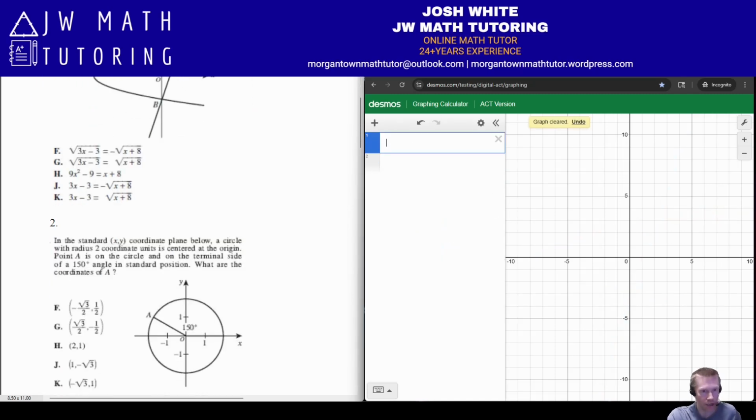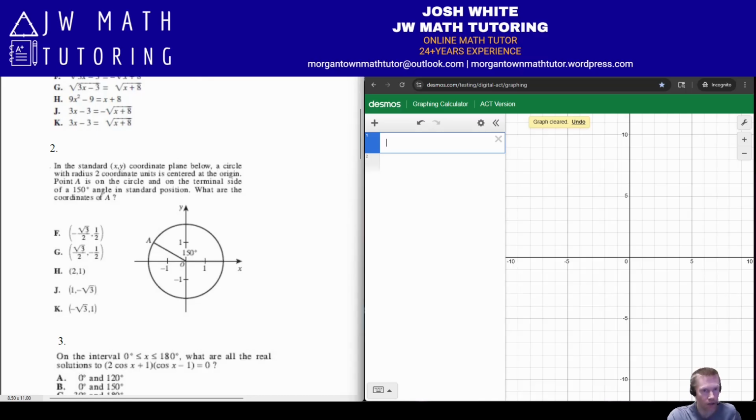All right, let's look now at the next question. So here you have a graph of a circle. It looks like a unit circle, but it's technically not because the radius isn't 1. They tell you the radius is 2. And we want to know, for this 150-degree angle, which goes out and ends at point A, what are the coordinates of A?